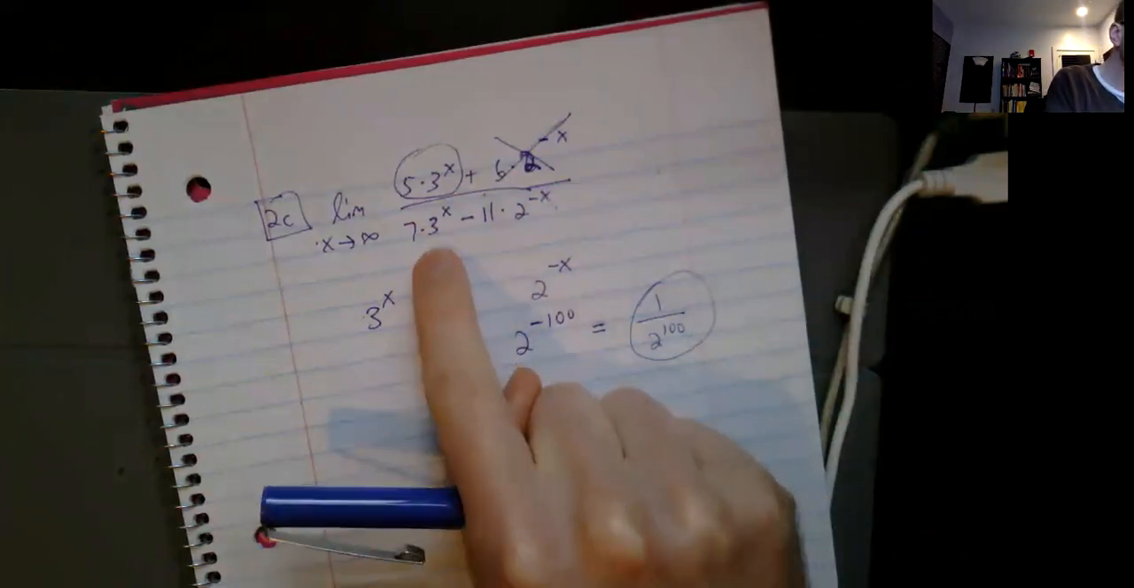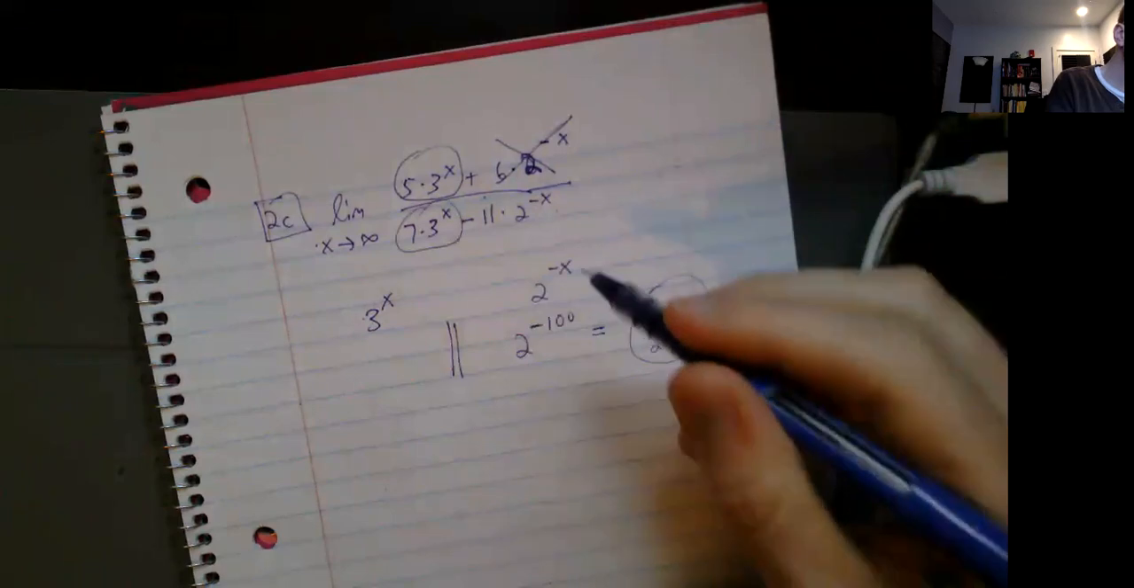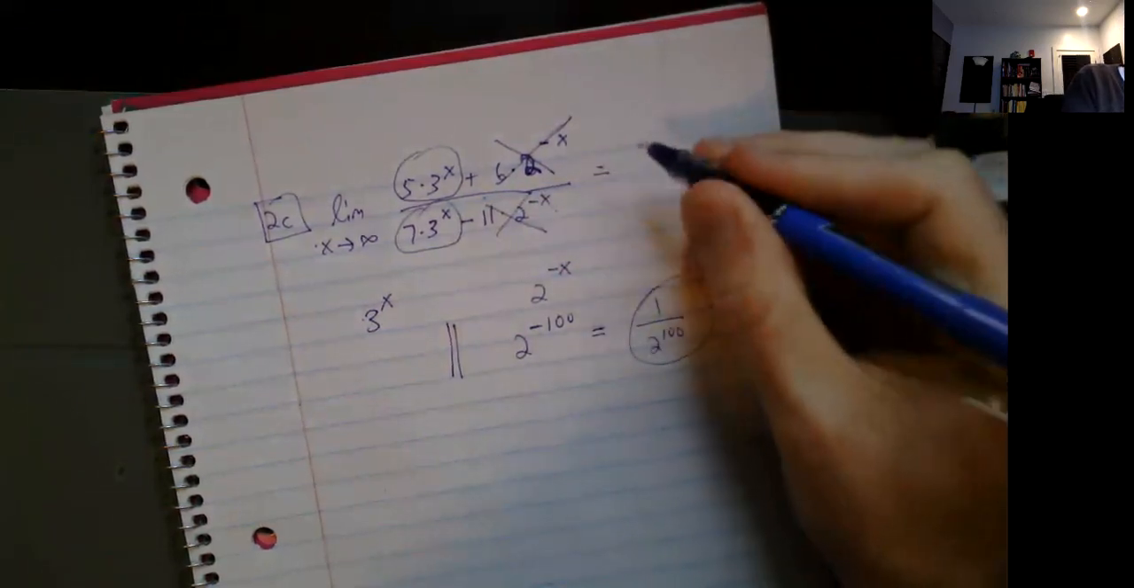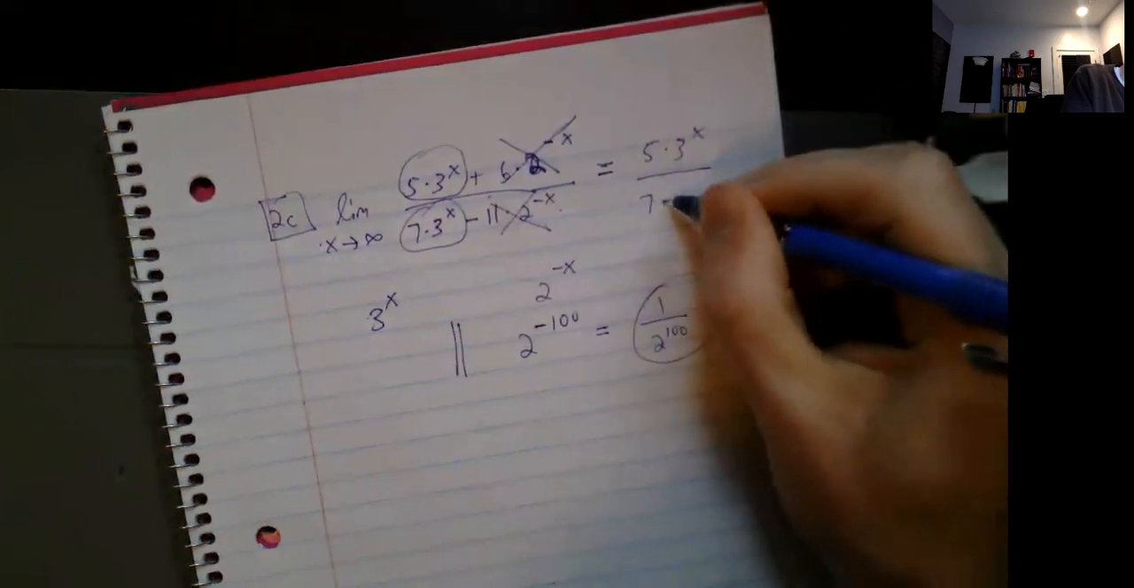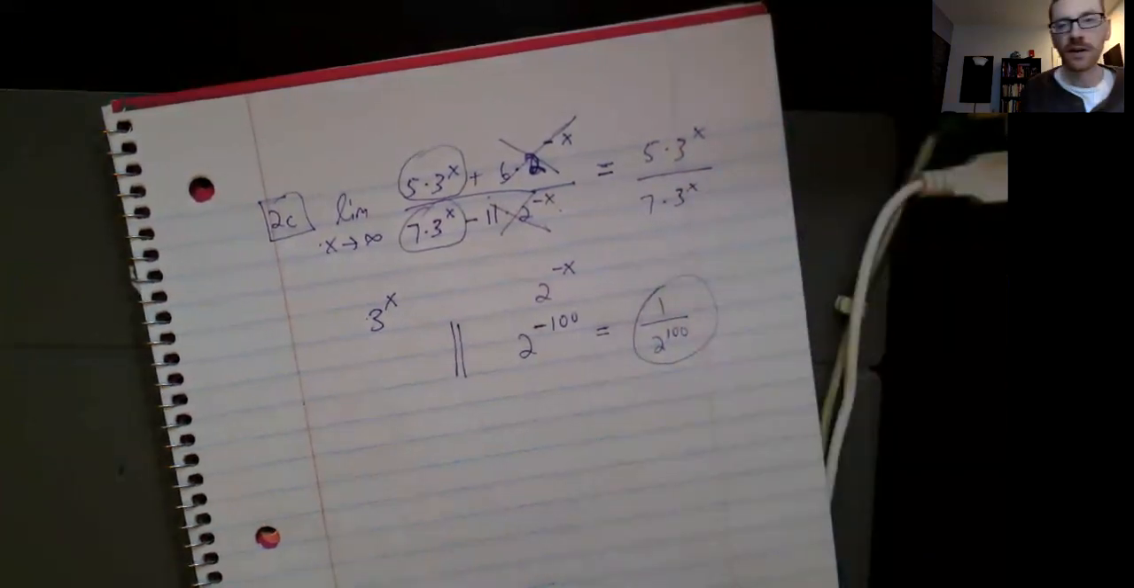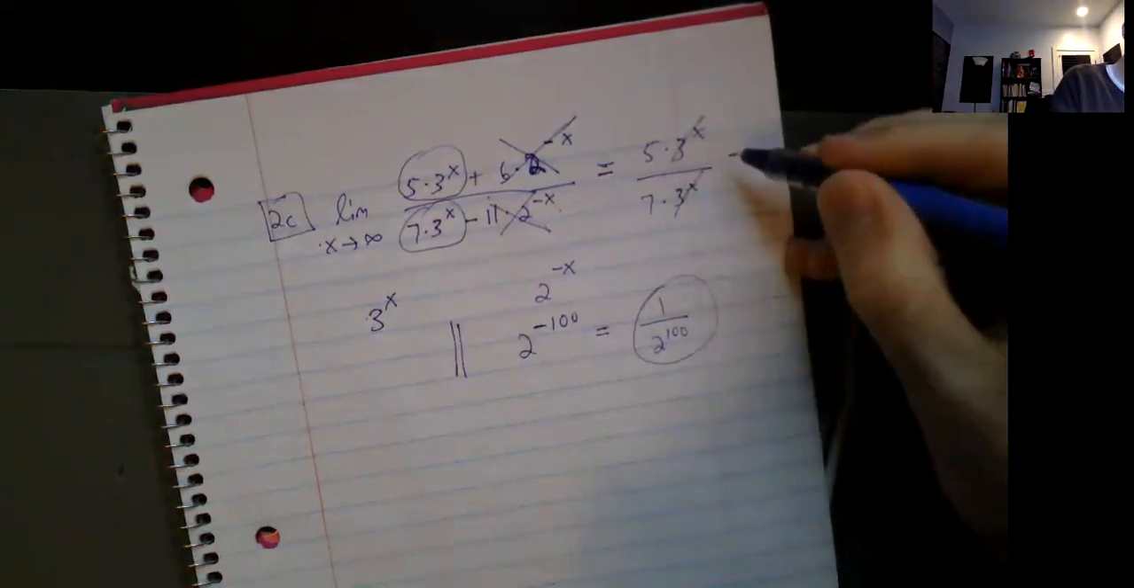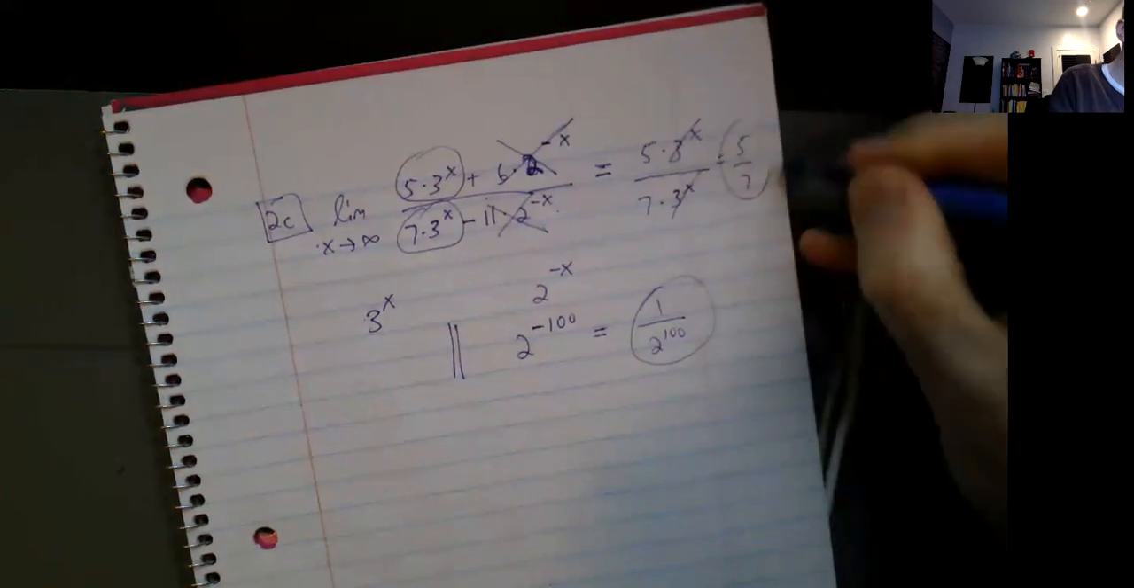And likewise, down below, again, you've got 7 times 3 to the x. That term is getting very, very big, but this term is getting very, very small, which means that after ignoring these guys here, you've got 5 times 3 to the x over 7 times 3 to the x. The 3 to the x cancels on the top and the bottom, and you're left with 5/7, which is the value of the limit.